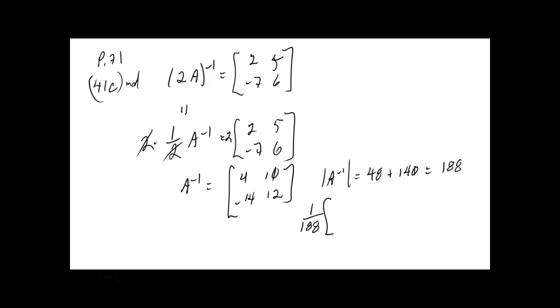Negate the off diagonals, reverse the main diagonal. So you flip these two. No, you don't negate it. Flip them. 12 and 4. Just flip those two. Then you negate. And what do you get? Negative 10, positive 14. Okay.